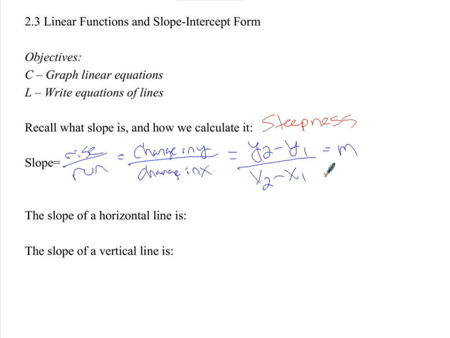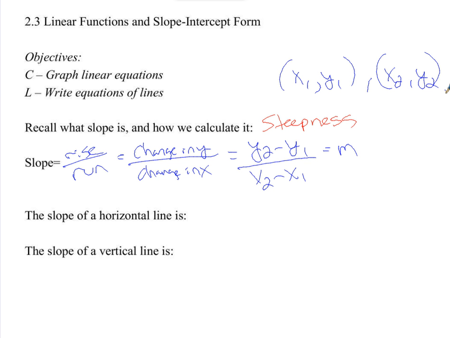If you're given ordered pairs. If you're given a graph, you can use rise over run. Or you can pick 2 points on the graph and then use y2 minus y1 over x2 minus x1. Okay? We need to remember also where y2 and y1 are coming from in x2 and x1. They are from 2 ordered pairs. This would be x1, comma, y1. This would be x2, comma, y2.